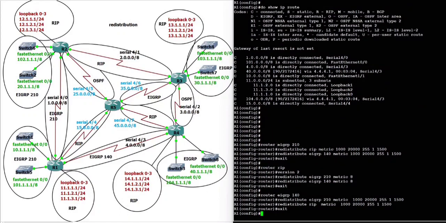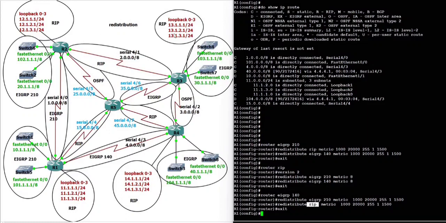Here we have EIGRP 210 and redistributed it in RIP and EIGRP 140. And the second redistribution here is router RIP. In RIP, we redistributed 210 and 140. In EIGRP 140, here we redistribute EIGRP 210 and RIP. In the same way, we are going to configure redistribution on router 2, router 3, router 4 and router 5.